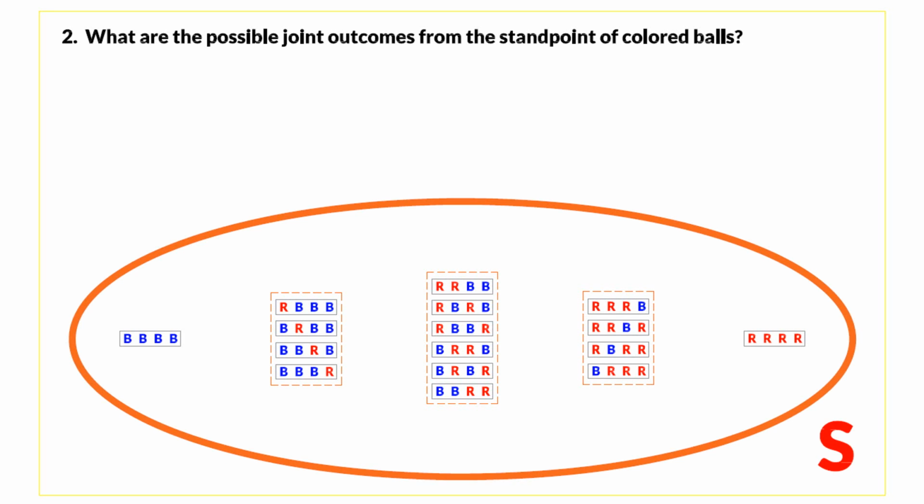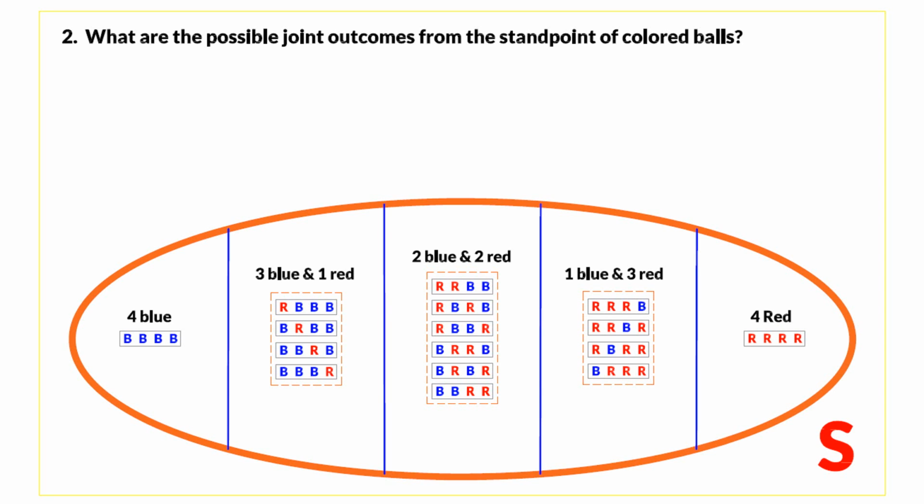So these events or these subsets create the sample space in the sense that their union creates the sample space. So that means they create a partition in the sample space. And here we have each event with its name on it. So here we have picking 4 blues, picking 3 blues and 1 red, and so on.